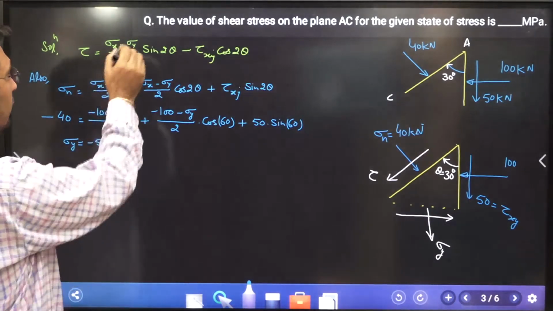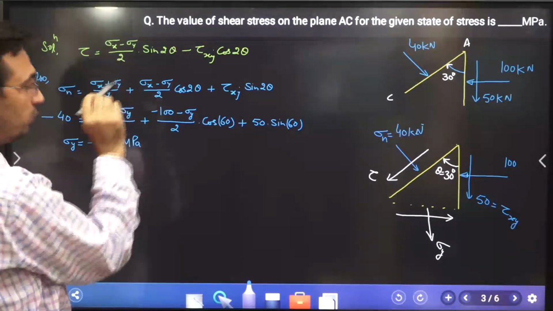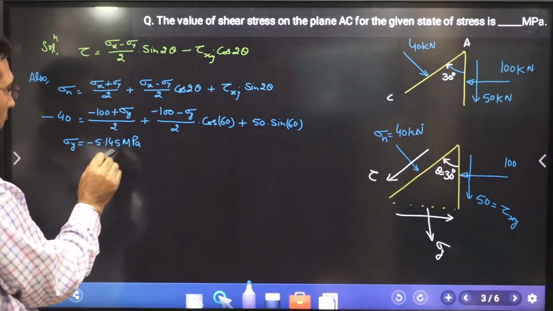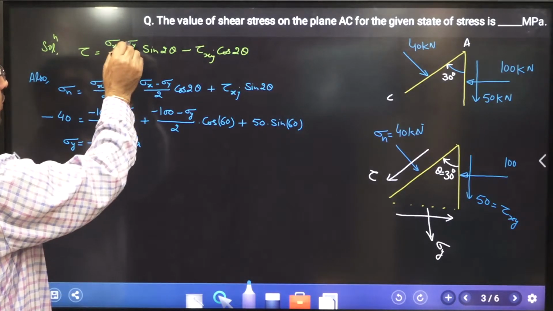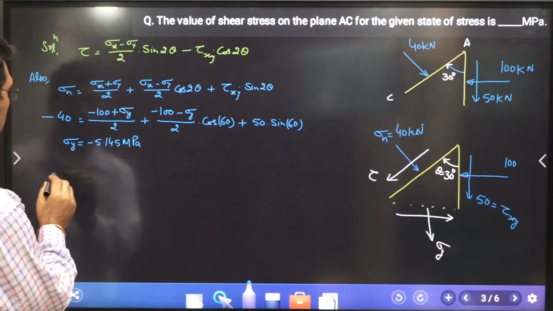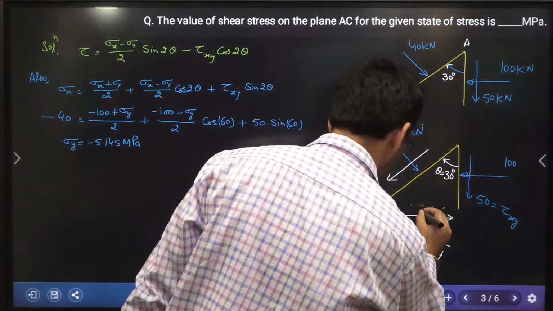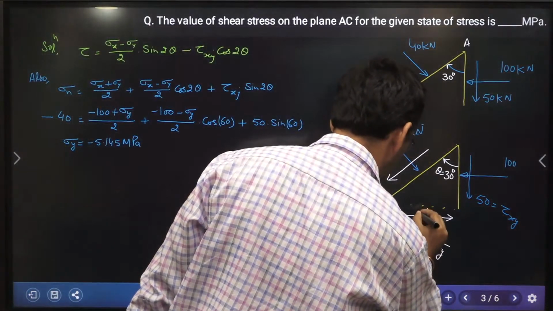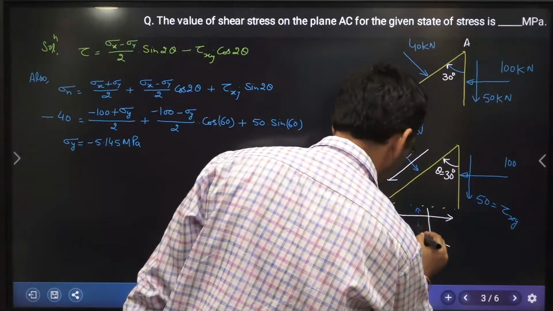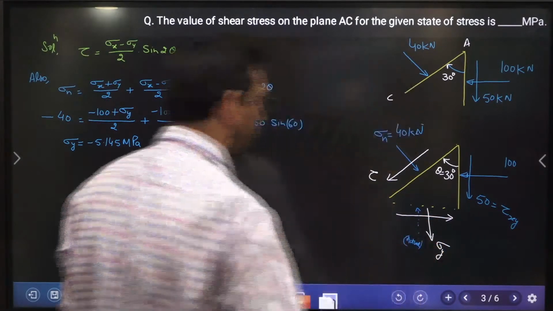Now, when I have to input the values of sigma x and sigma y over here, I have to take the sign of both, right? Since I have got the value of sigma y as negative, I need to input the value of sigma y as negative only over here. Now, so go ahead. So it means the actual state of stress is this way. This is actual. That is the meaning of this.